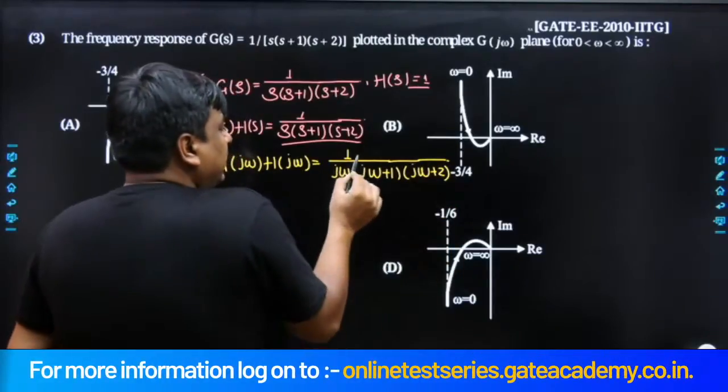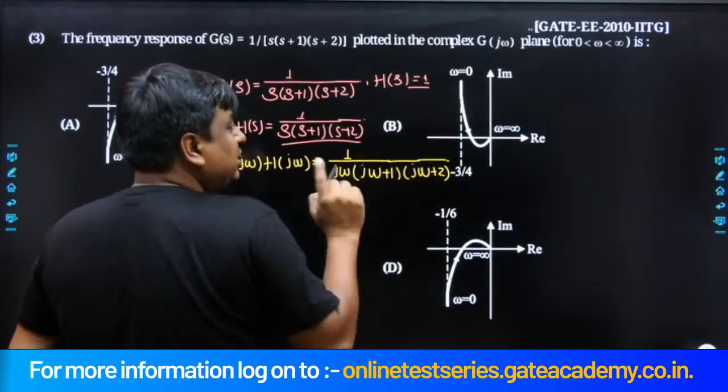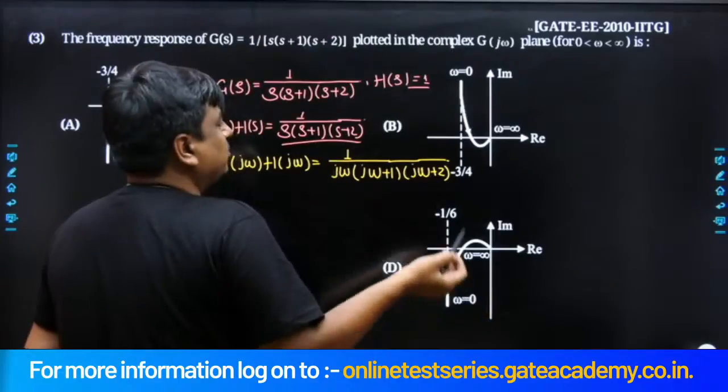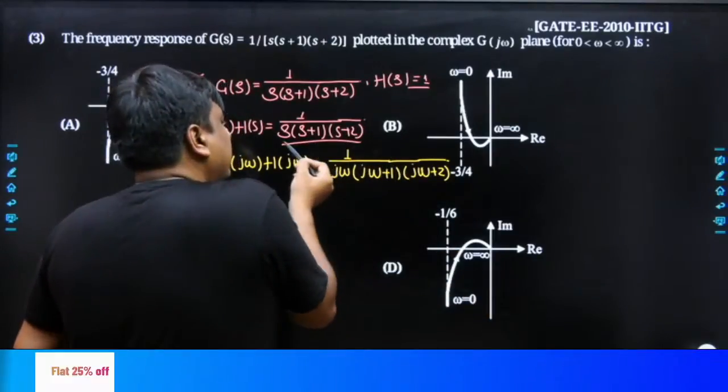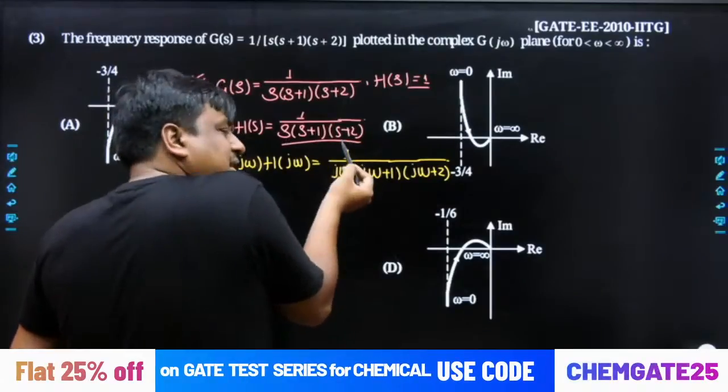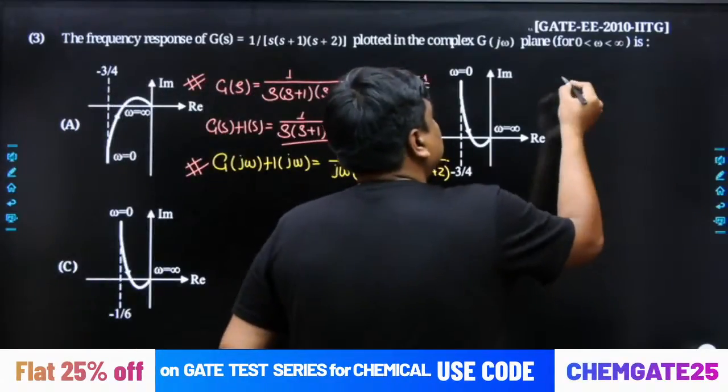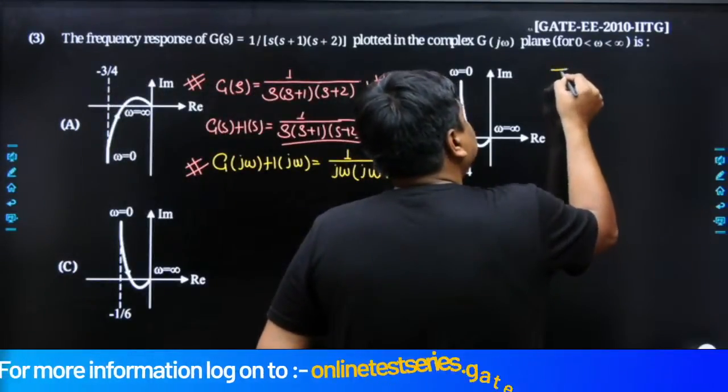Similarly, if we talk about the final angle, how much final angle are we going to have? If we talk about the difference between the number of open loop zeros and the number of open loop poles: the number of open loop zeros is 0, and the number of open loop poles is 3. So if we talk about the initial angle.